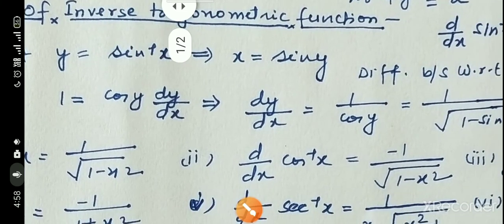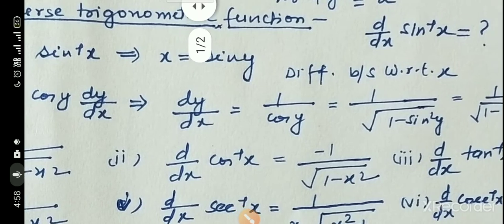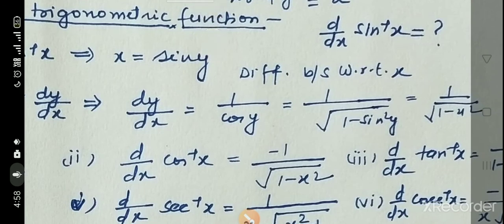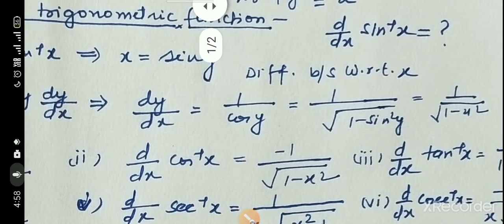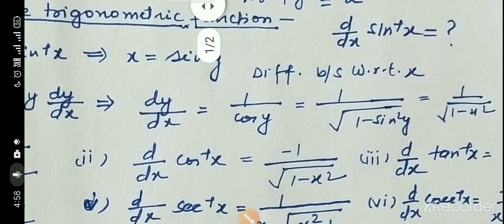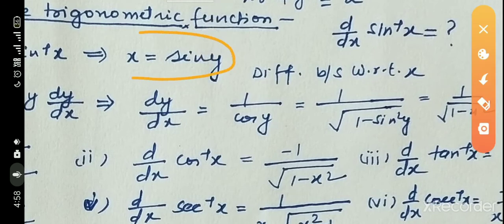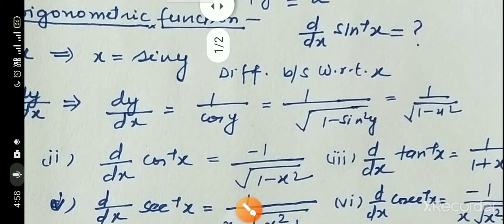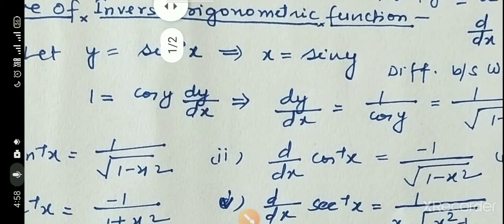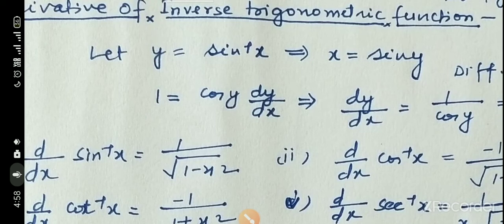Now dy by dx is equal to 1 upon cos y, and cos y further can be written as under root 1 minus sin square y, and as we know sin y is equal to x. So after substituting we shall get 1 upon under root 1 minus x square. Similarly we can find derivative of other inverse trigonometric functions, that is cos inverse x, tan inverse x, and so on.